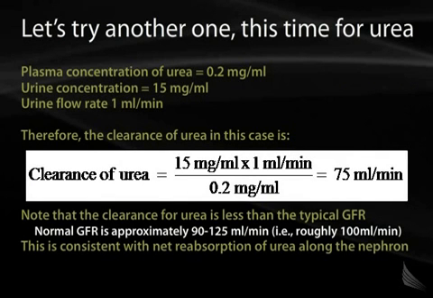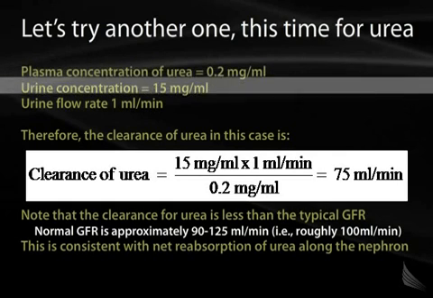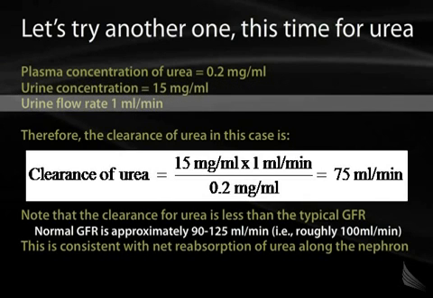Let's use a specific example, being urea. Let's take the example of a plasma concentration of urea being 0.2 milligrams per mL. The urine concentration is 15 milligrams per mL, and the urine flow rate is 1 mL per minute. Once again, the urine concentration times the flow rate over the plasma concentration: 15 milligrams per mL times 1 mL per minute over 0.2, which equals 75 mL per minute.